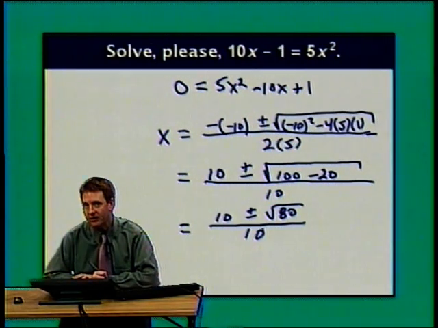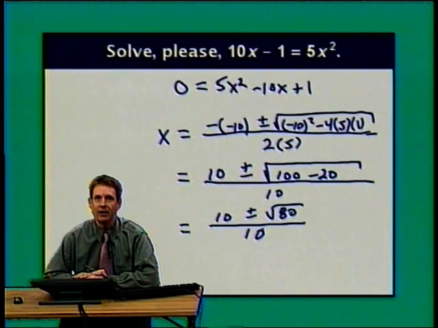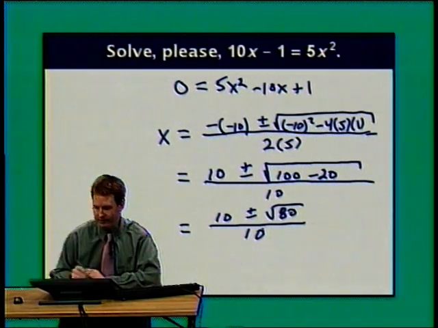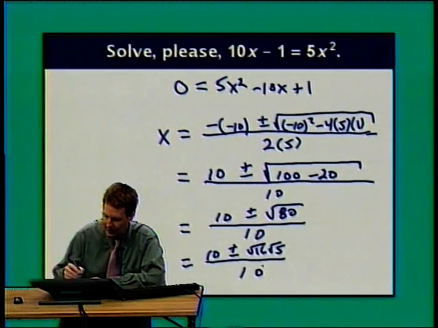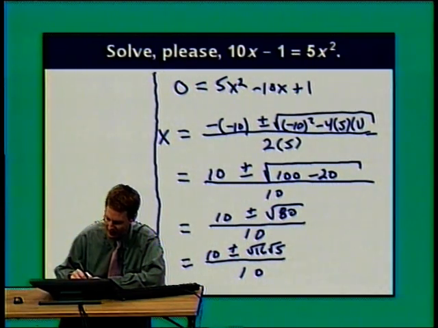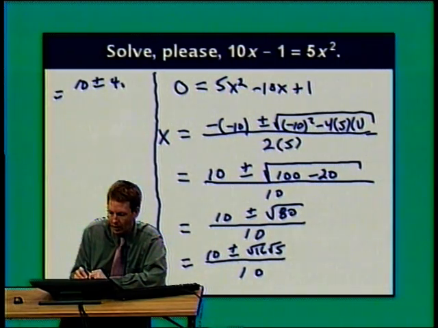Now the next thing you have to ask yourself is, since my radical expression does not simplify to a rational number, can I, at any rate, simplify it in some form? In other words, is there a perfect square that evenly divides into 80? Sure there is. 4, but there's actually a larger one, 16. 80 is 16 times 5. So what I'm going to do is rewrite the square root of 80 as the square root of 16 times the square root of 5. And once again, I'm going to give myself a little bit more room over here. So this equals 10 plus or minus 4 times the square root of 5 over 10.